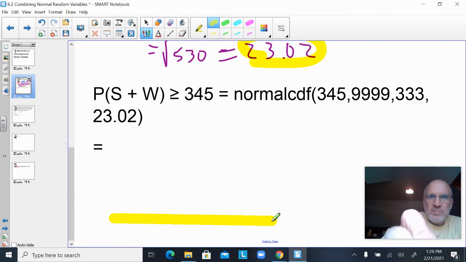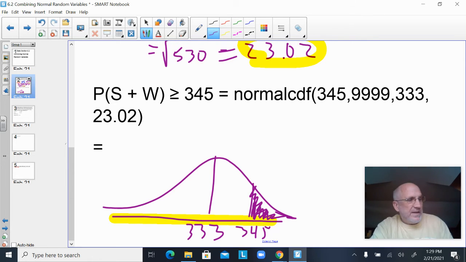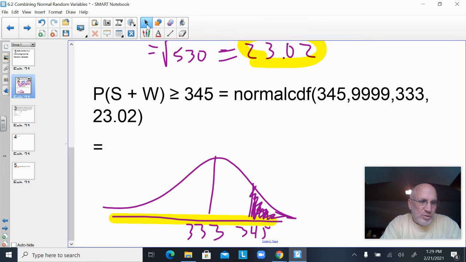Remember, this is a normal distribution, the mean of which is 333. And I want to know the probability that it is 345 or higher. So I'm looking for this shaded region, just a normal CDF calculation. That's now if I actually go back and do the calculation.